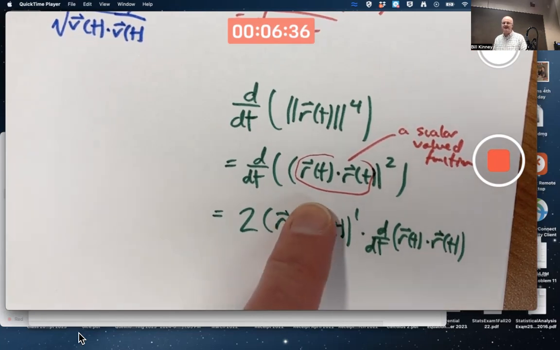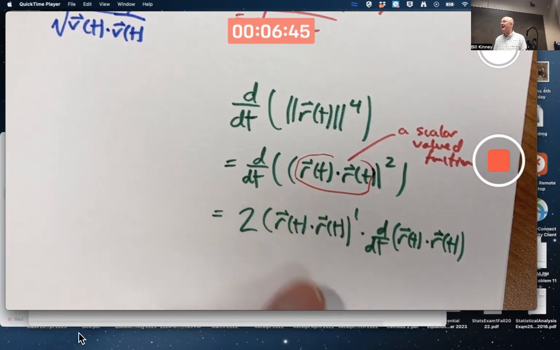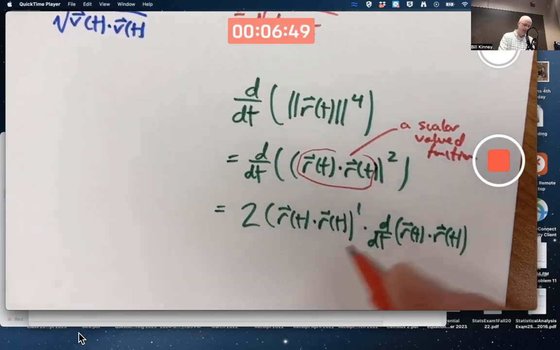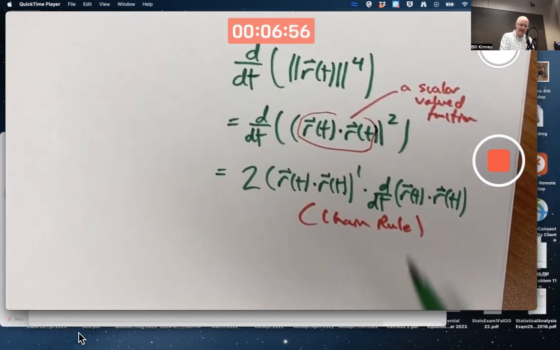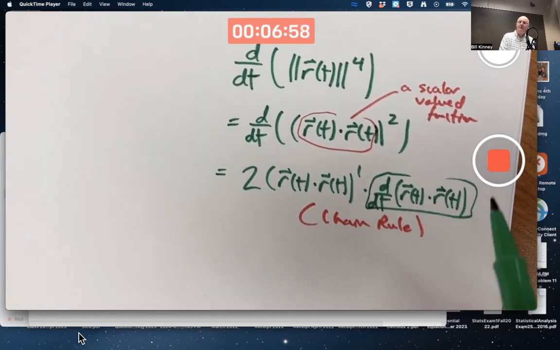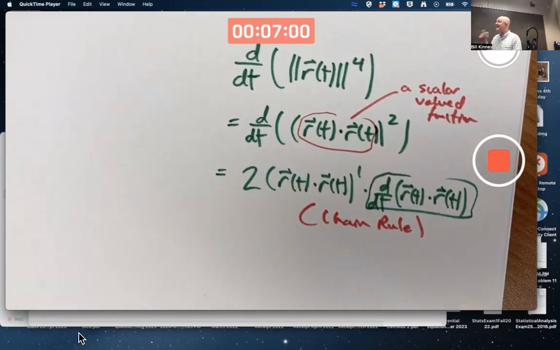This function takes numbers t for input and gives you numbers for output. Yes, it's written with vectors and a dot product, but it is a scalar valued function that you can apply calculus 1 methods to, and I just used the chain rule. But I'm not done, because I need to differentiate this too with the product rule for dot products that is in our textbook in chapter 11, I think, section 11.2.